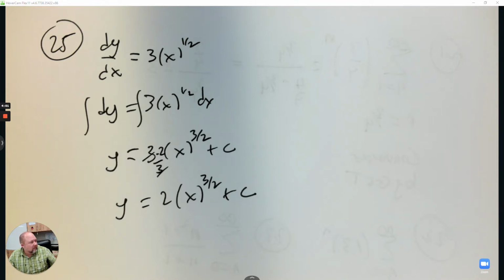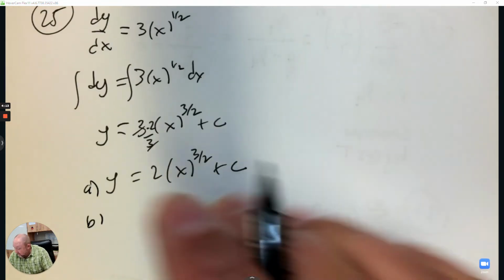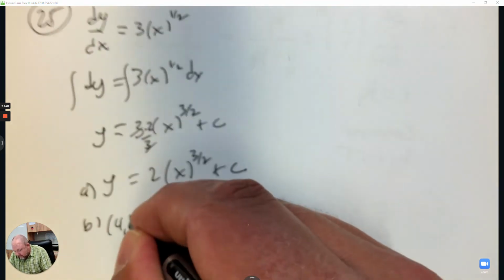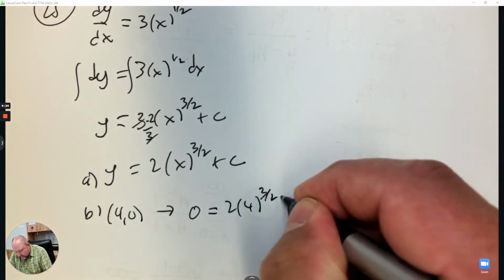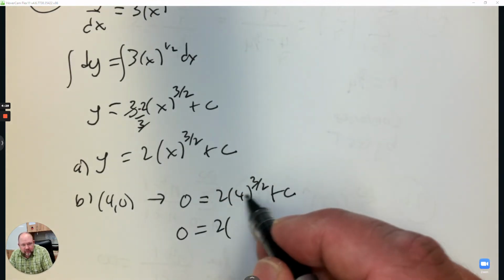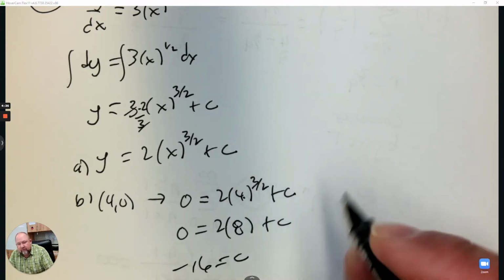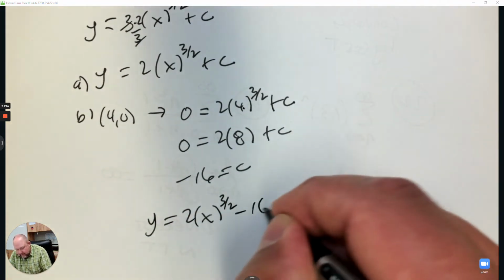Again. Then it says find a particular function that goes through the point (4, 0). So in that case, y is 0, x is 4, and then solve it. So the denominator means square root. So the square root of 4 is 2, and 2 cubed is 8. So that's 16. So when you subtract, that's what the constant equals. So y equals 2x to the 3/2, subtract 16.